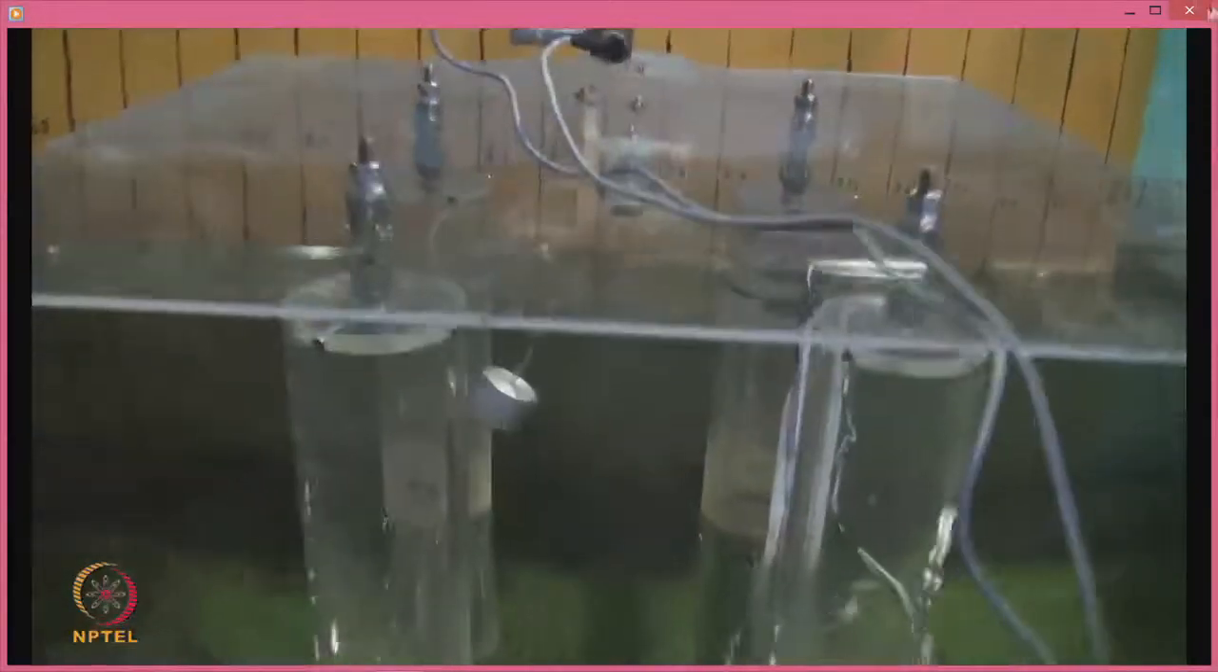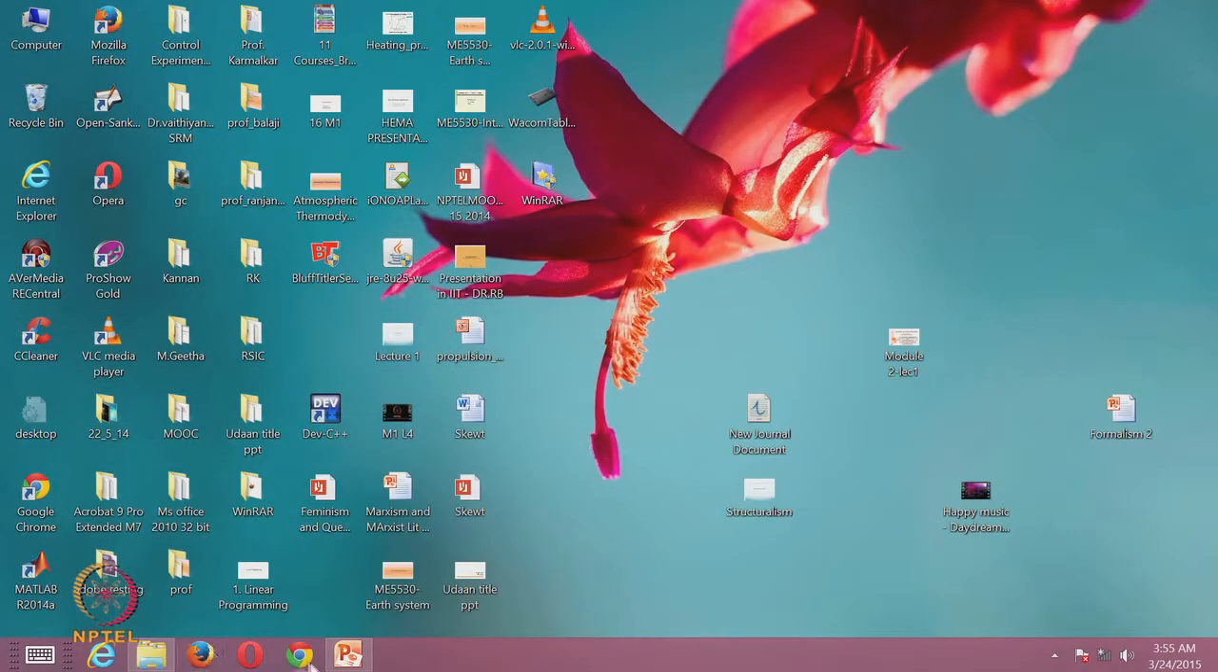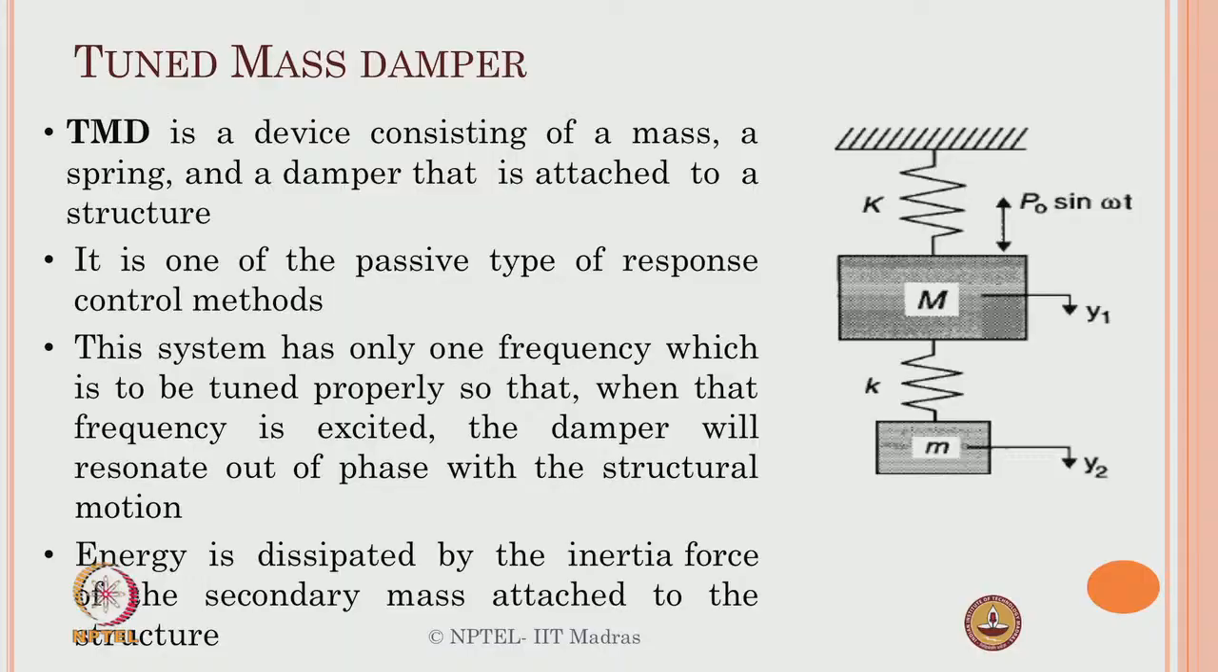Now physically this is what it is, but the complication comes when you really want to write the equation of motion for this and solve it. The system has only one unique frequency which is to be tuned properly, so that when it is excited the damper will resonate out of phase and the response is controlled. Energy is dissipated by inertia force and the secondary mass attached to the structure.